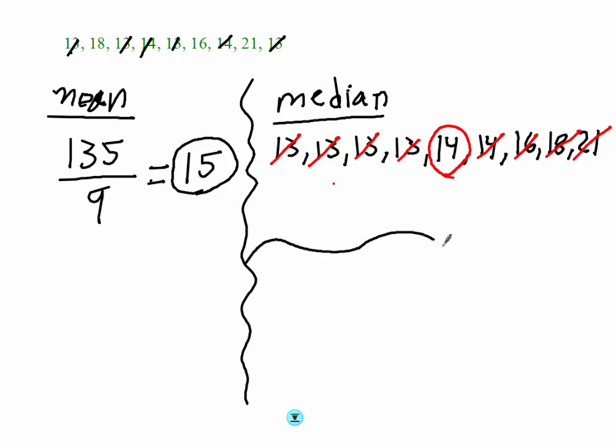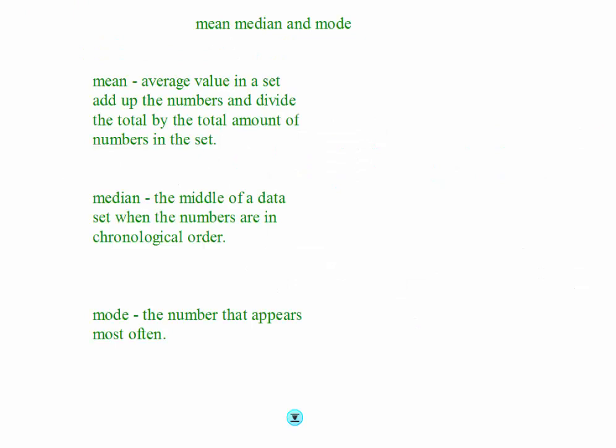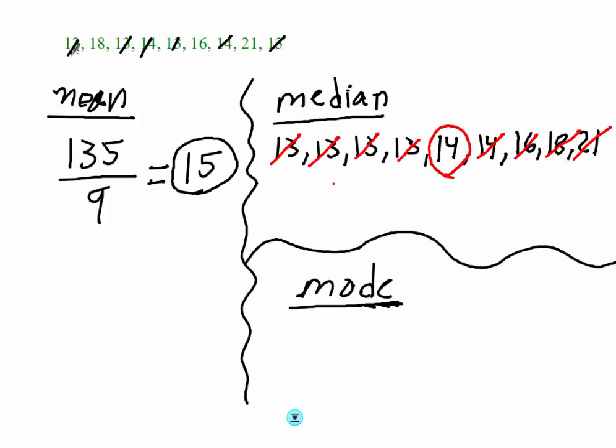And that's the easy case. We're going to do another problem where we have an even number of values, and it's a little harder to find the median, but you can still find it. And then again, if we go back to our first slide, it says the mode is the number that appears most often. So let's see here.